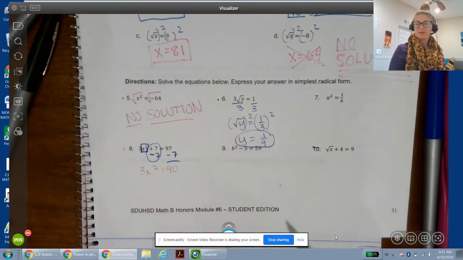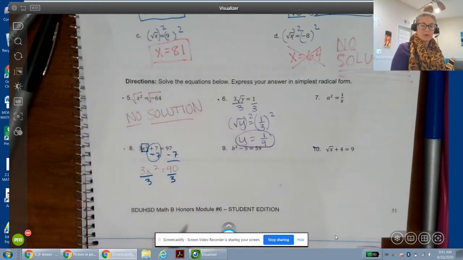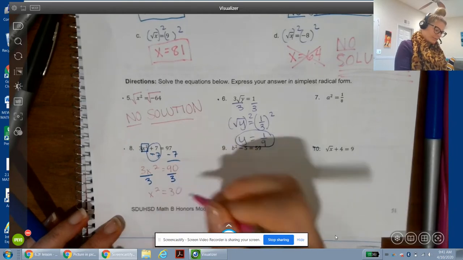Notice your exponential expression still is not isolated. I have to get rid of that 3. That 3 is being multiplied. How do you undo multiplying? Division. Divide both sides by 3 or multiply both sides by 1/3. And now you have x squared is equal to 30.